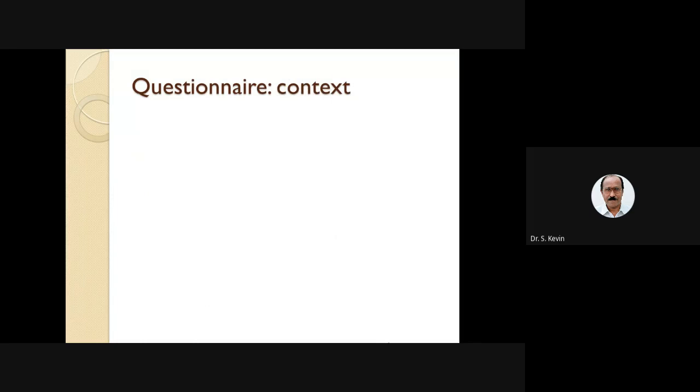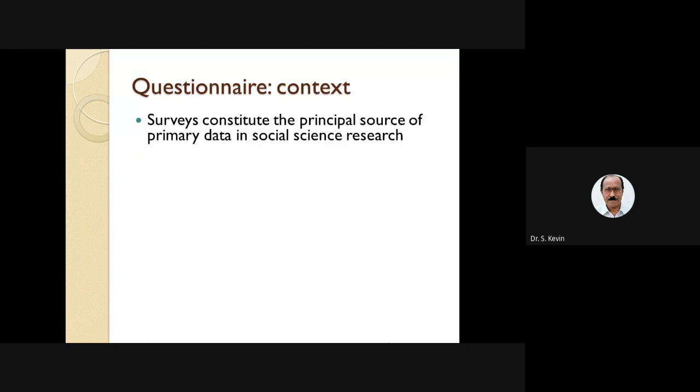So the context is easy. That is, we are conducting a survey. The survey constitutes the principal source of primary data in a social science research. So ours is a social science research. We are collecting data from people. Social science means we are collecting data from people. So the people have to give the data.